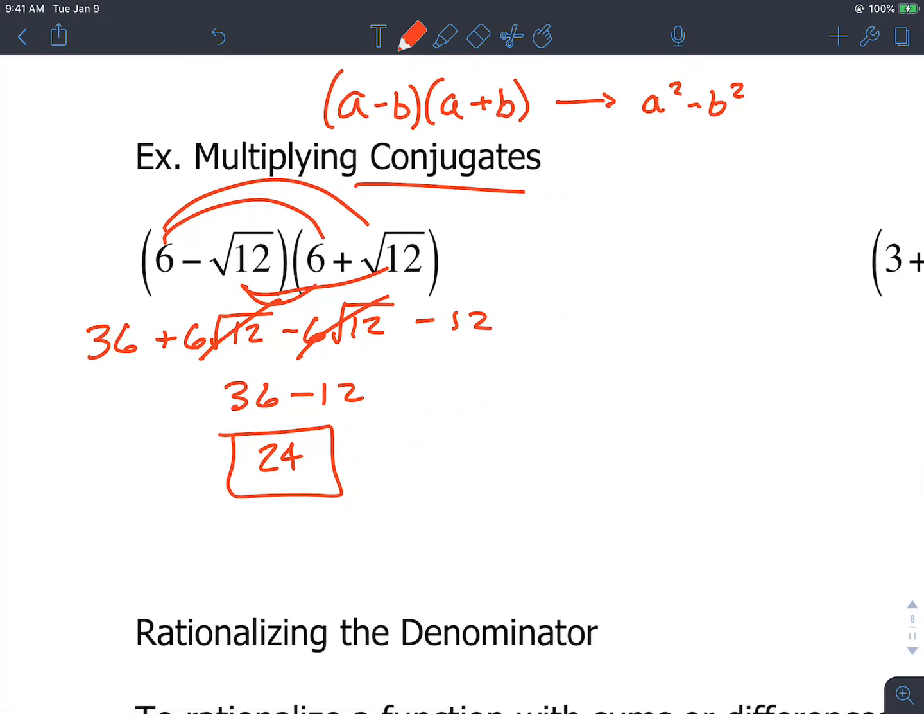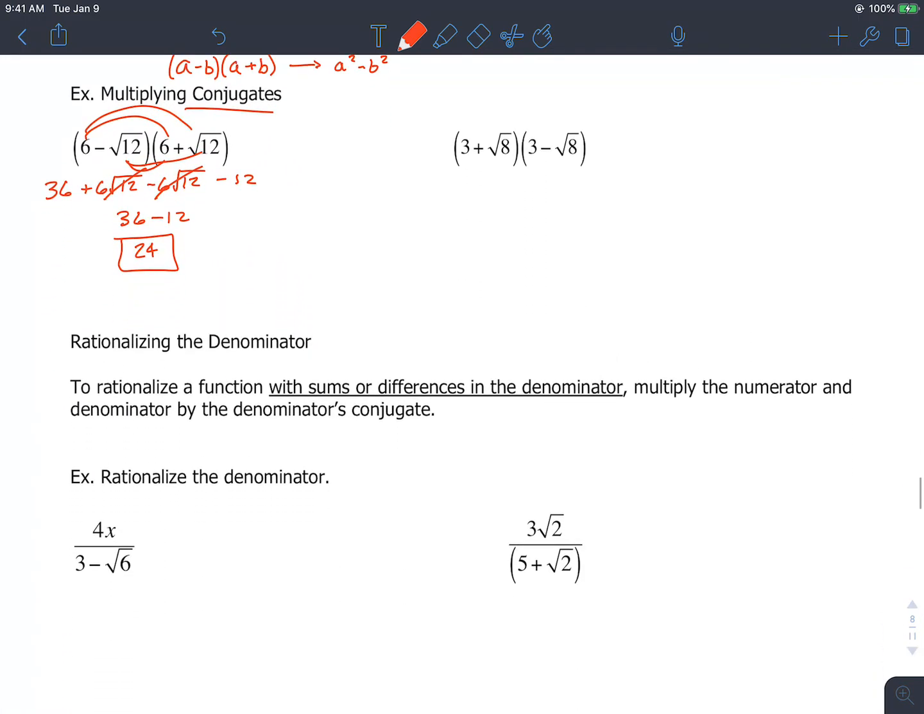So when you multiply conjugates together, especially conjugates dealing with square roots, the square roots are actually going to cancel out. And we're going to use that here in a second when we rationalize denominators down here.